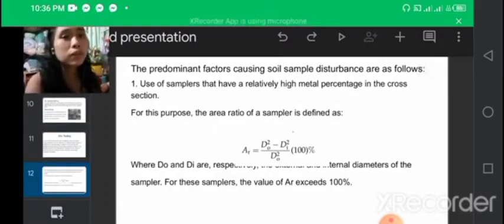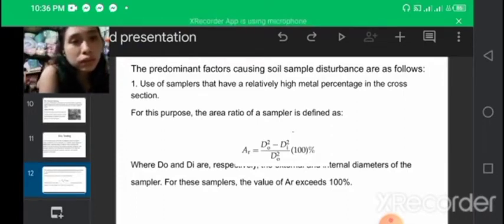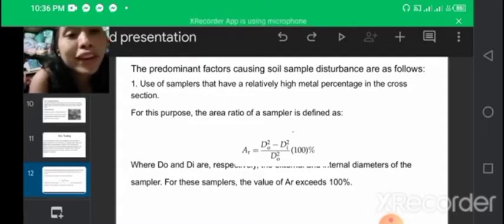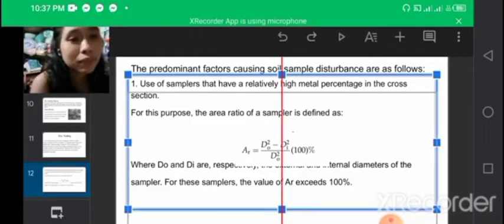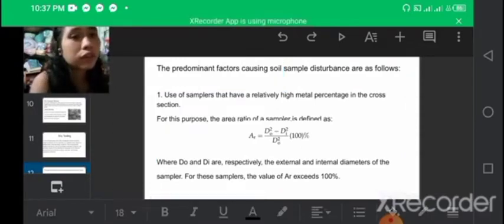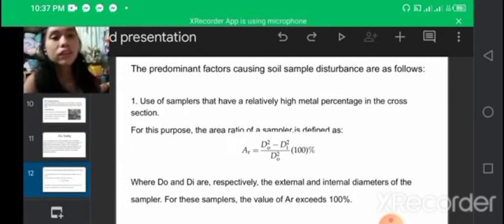So the predominant factors causing soil sample disturbance are as follows. The first one is the use of samplers that have a relatively high metal percentage in the cross section. So this is the formula for the area ratio, where DO and DI are respectively the external and internal diameters of the sampler. For these samplers, the value of AR exceeds 100%.